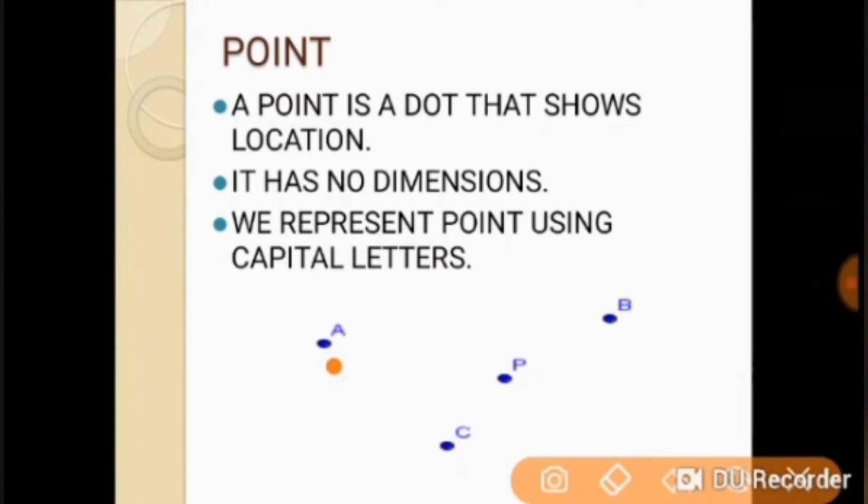It is represented by alphabet A. So name of this dot is A. Look at this dot. It is shown by letter B. So name of this point is B. Two more points are visible on the screen. They are point P and C.